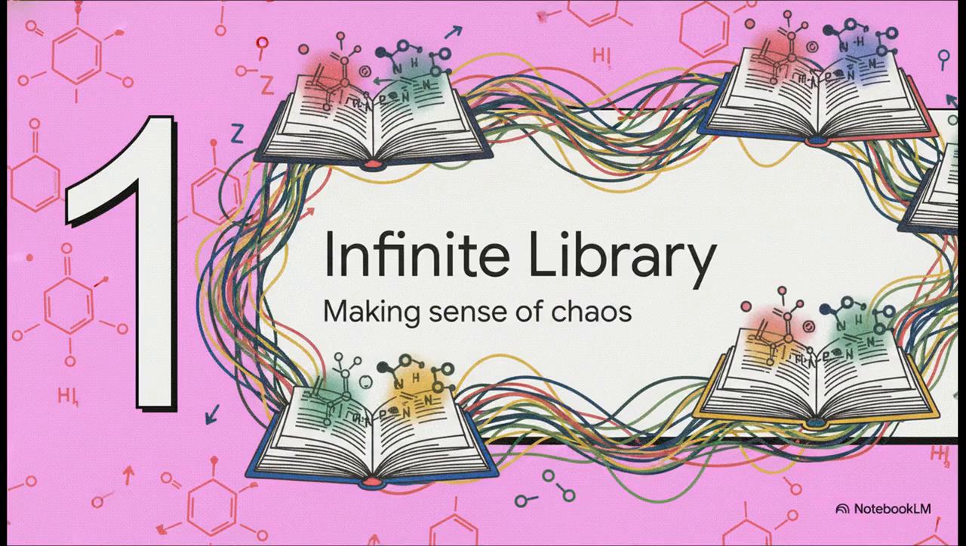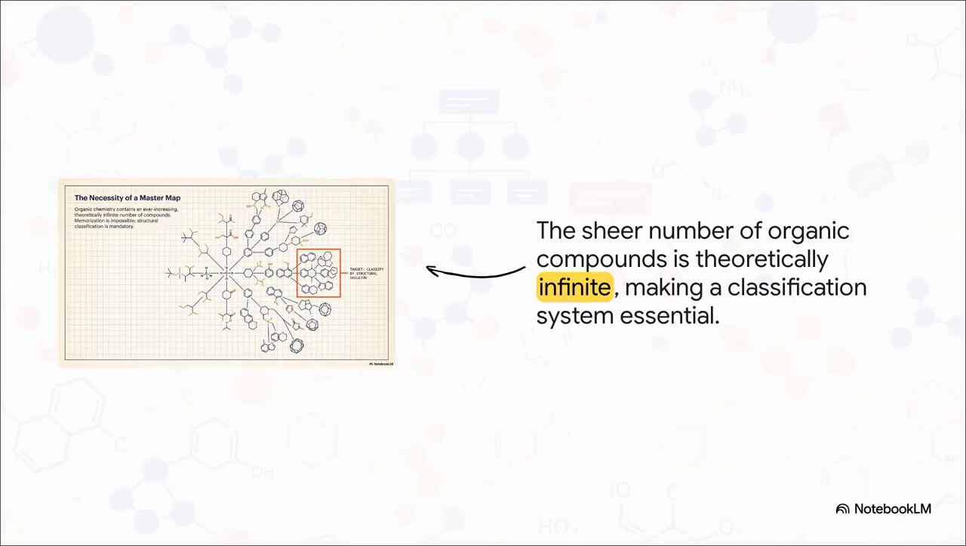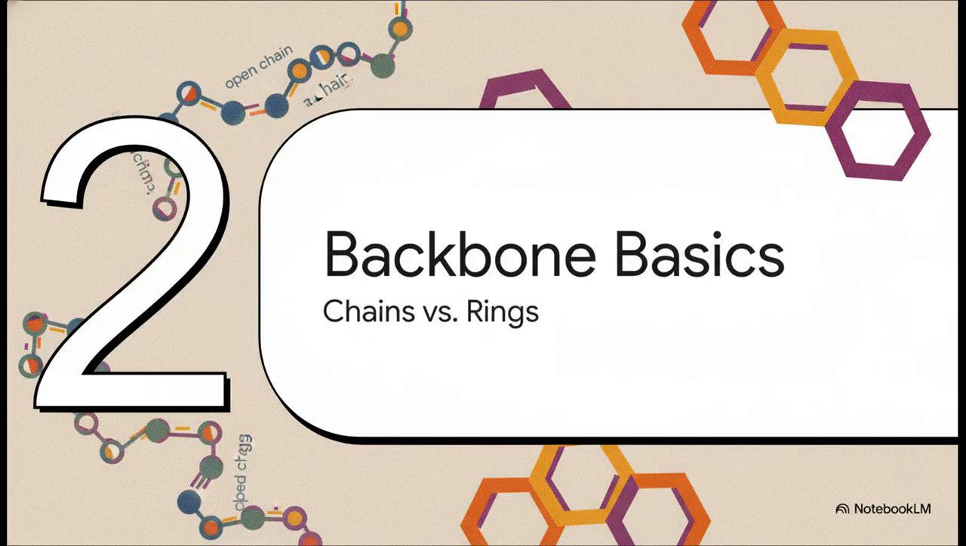So here's the thing about organic chemistry. The biggest challenge is just the sheer scale of it all. We're not talking about a few dozen compounds, we're talking about a library with, in theory, an infinite number of books. So how on earth do you organize an infinite library? Well, you need a master map. And this image really drives that point home, doesn't it? At first glance, it just looks like chaos, a total starburst of complexity. Trying to memorize all of this would be absolutely impossible. But here's the secret. It's not about memorization, it's about classification. We just need to find the address for each molecule on this master map, and that always starts with its fundamental skeleton.